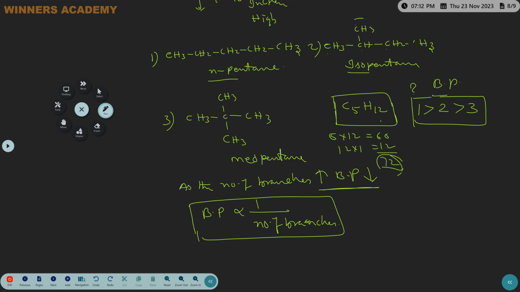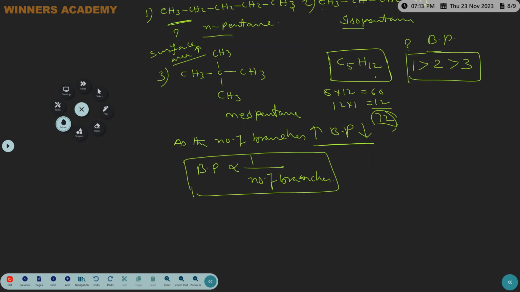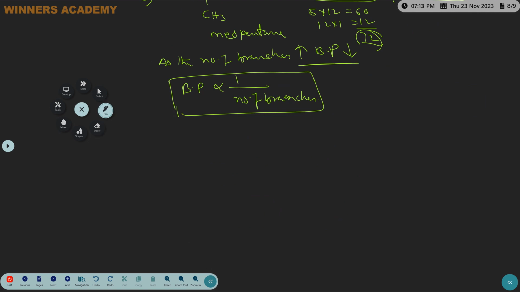Why? It has no branches, so here it has a high boiling point. Why? What is the reason? No branches, so what happens? Surface area increases. As the surface area increases, attraction between the molecules increases. Suppose this is a long chain, this is another long chain. This is its surface area. So the greater the surface area, the greater is the attraction between these 2 molecules.